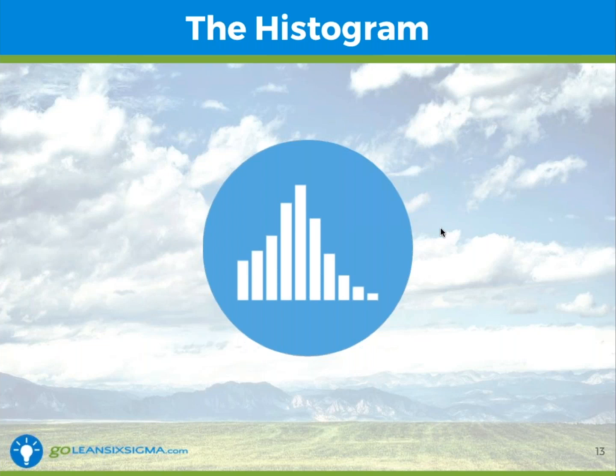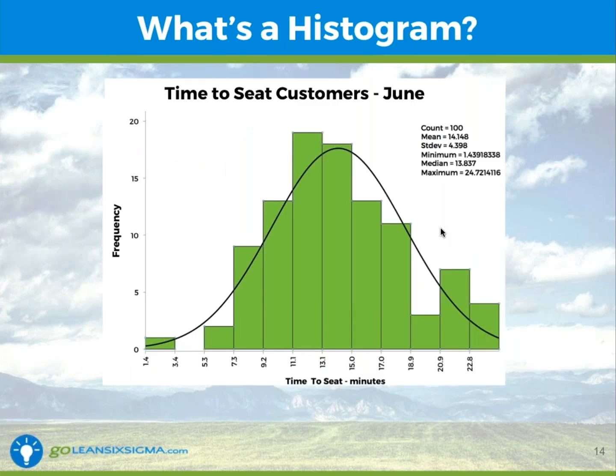So let's look at a basic example. So this is an example. It's not related to our broken dish issue we just heard about. We'll use this to understand the parts of a histogram. This is often referred to as a snapshot of our data. In this case, it's a snapshot of the time to seat customers in the month of June.